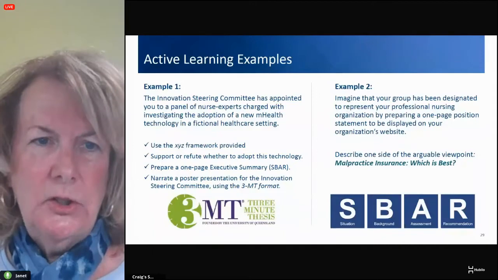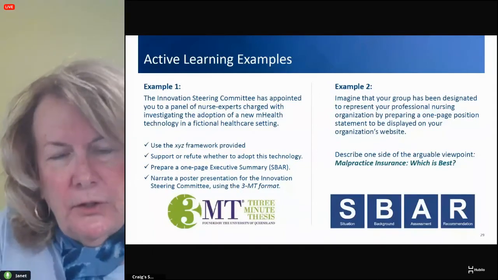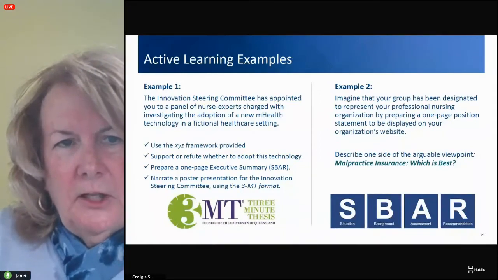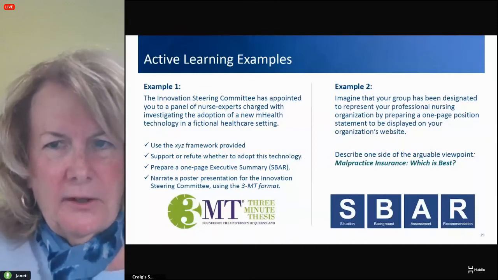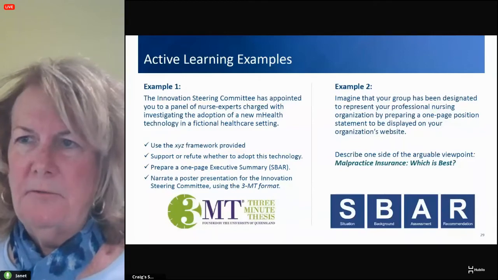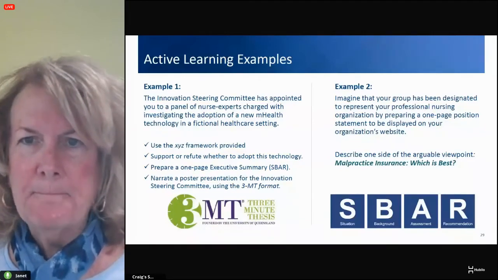Next slide, please. These are just a couple of active learning examples. If this is a new thing for you, the notion of active learning, you may think, how do I take what I'm doing and make that active learning? I've provided 2 examples here for you that you can go back and review.